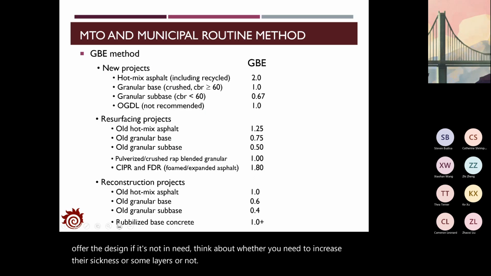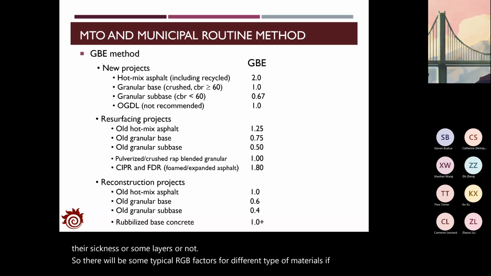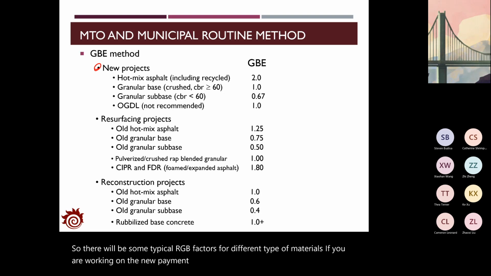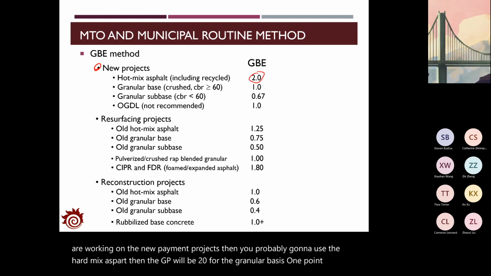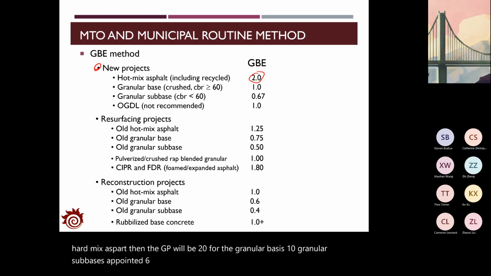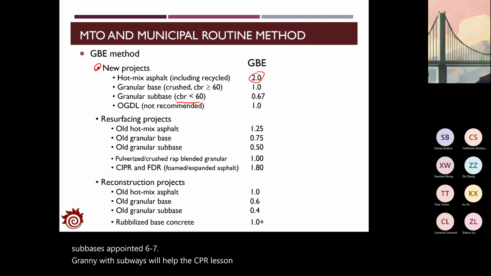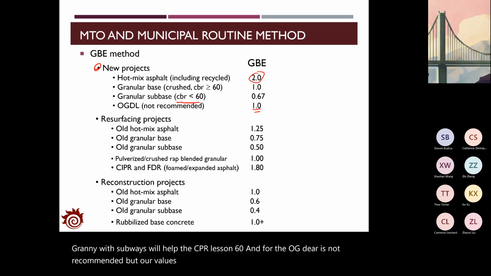So there will be some typical GBE factors for different types of materials. If you are working on new pavement projects, then you're probably going to use hot mix asphalt. Then the GBE will be 2.0. For the granular base it is 1.0. The granular subbase is 0.67, where the granular subbase will have a CBR less than 60. And the OGDL is not recommended, but the value is 1.0.